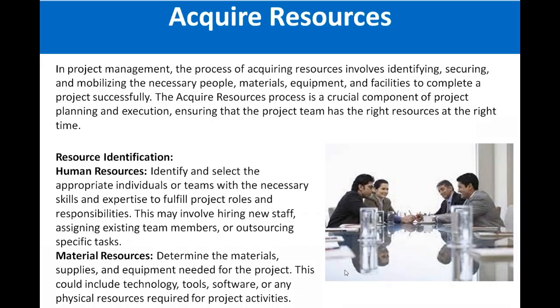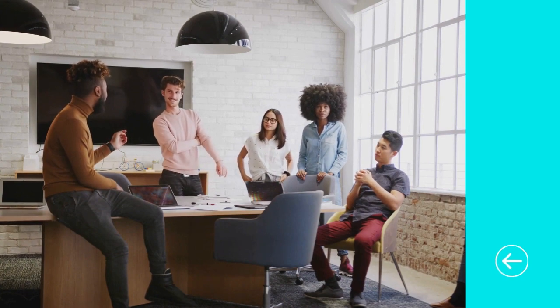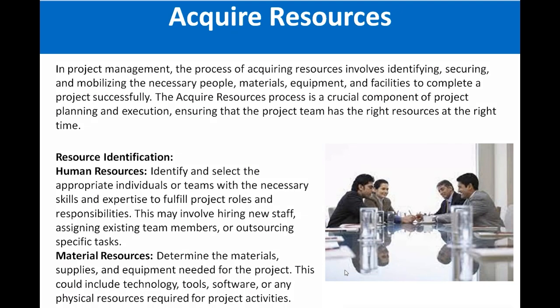Then material resources means determining the material, hardware, software, equipment needed for a project. This could include any hardware, any software technology, any tool, software, any physical resource required for a project activity. For example, you may need a computer hardware server for the deployment of any software project. For example, you need any software license to complete any project requirement. Okay, so these all pertain to material resources. So mainly we can categorize resources in two types, human resources and material resources. Okay, so first we have to identify the human and the material resources to complete a project.